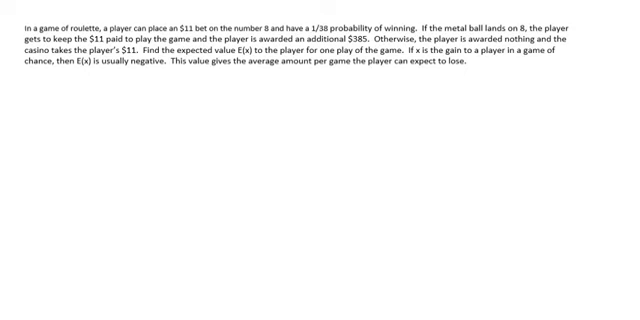If x is the gain to a player in a game of chance, then E of x is usually negative. This value gives the average amount per game the player can expect to lose. In this problem, we're finding the expected value. So let's write out that formula.